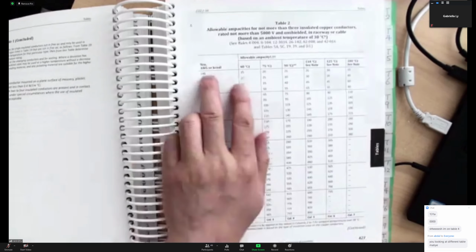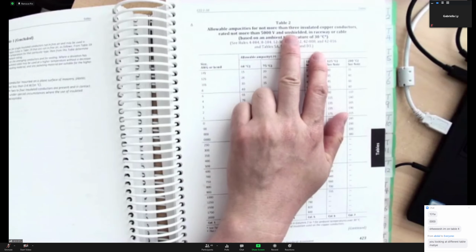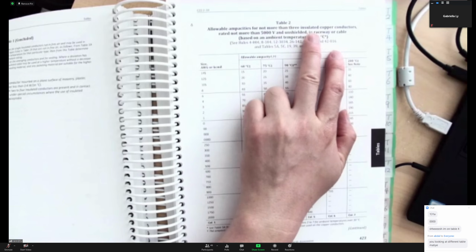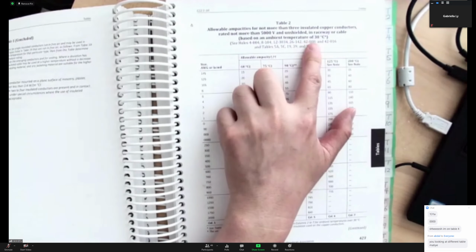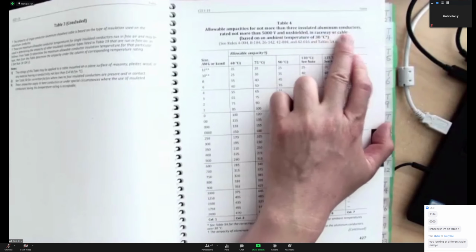When I teach year 1 or year 2, I always ask people to highlight table 2, copper, 3 conductor, temperature 30 degrees. So you better have those highlighted. Table 4, aluminum.